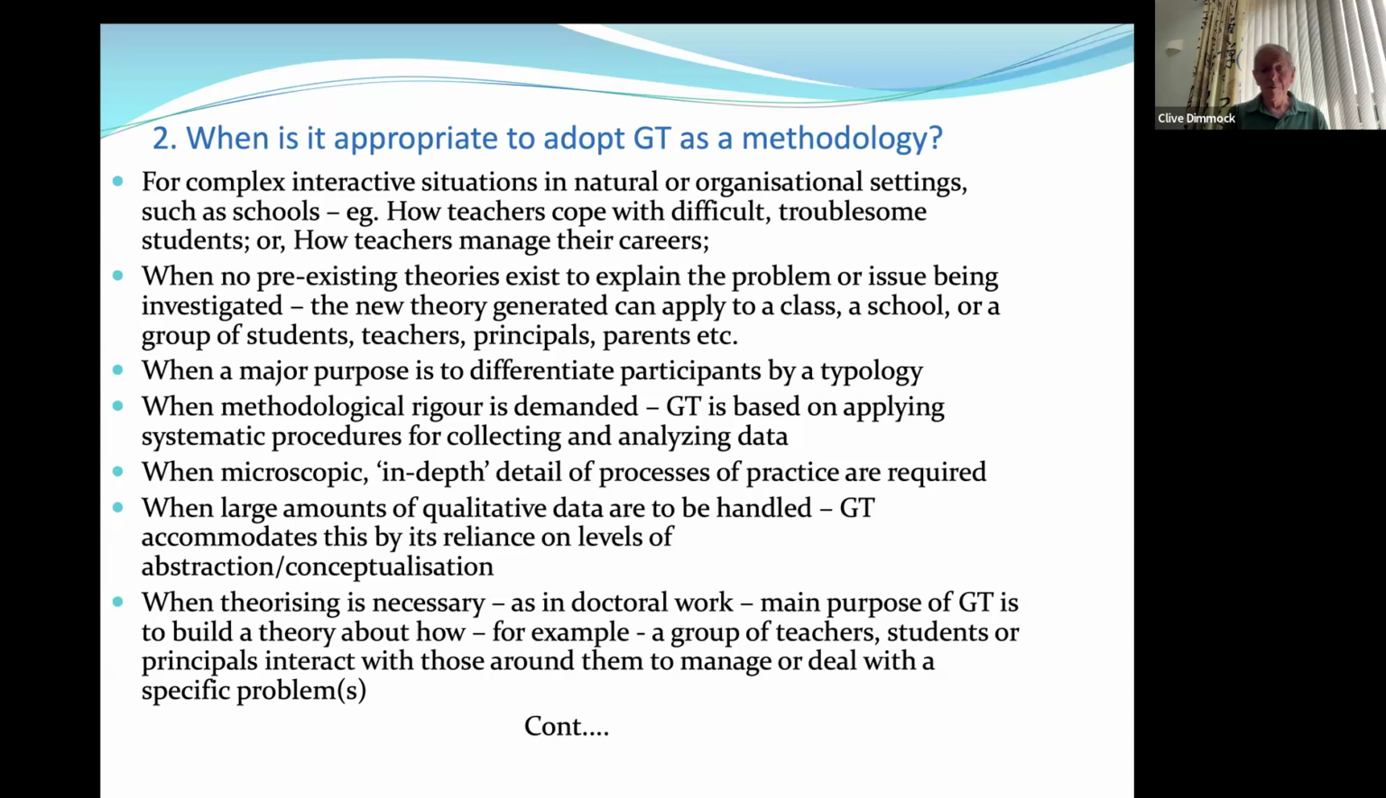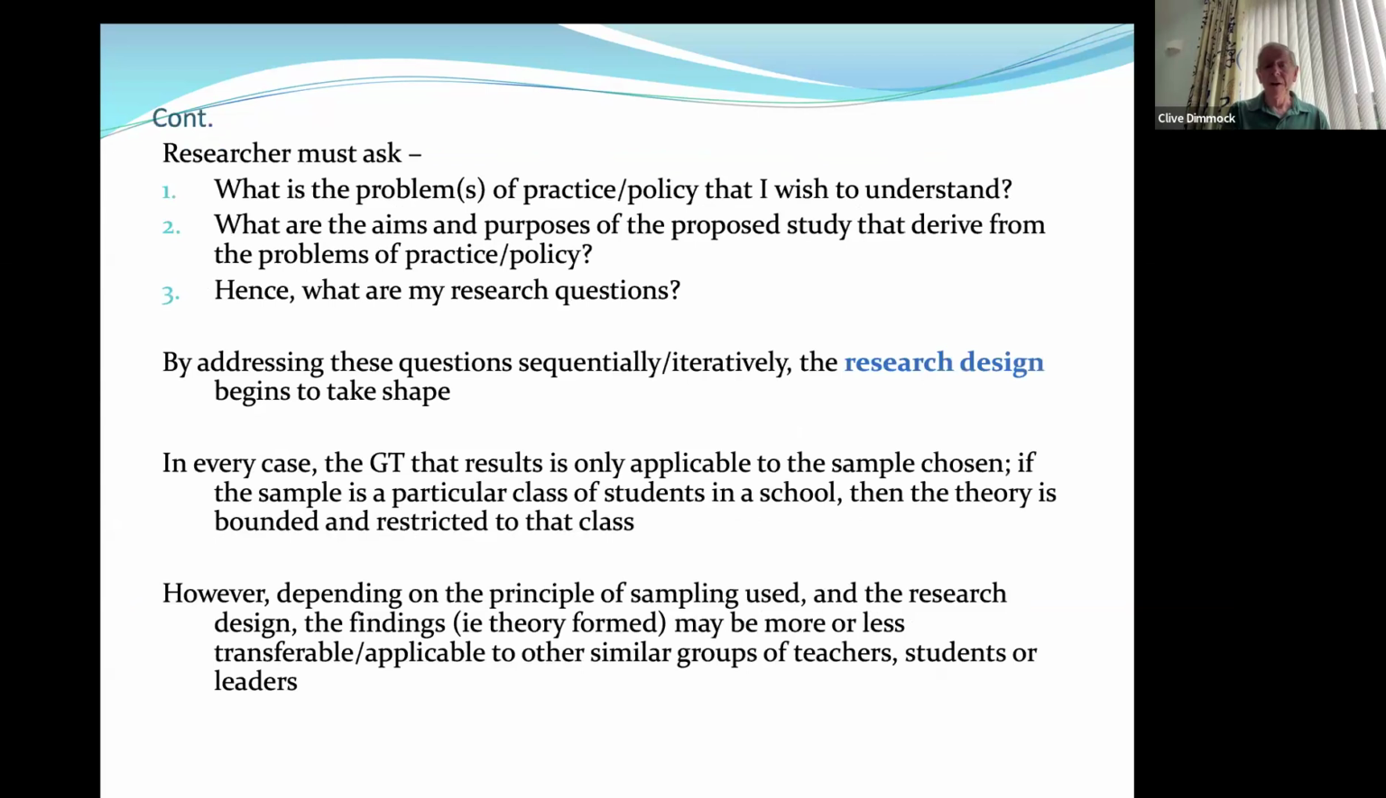And then when theorizing is necessary, the main purpose, as I've said, is to build a theory. So you could build a theory around a group of teachers, a group of students, a group of principals. So it can come down to an organization, a department in a school. You can build a substantive theory on that scale. You can't use GT to study one person. You can't build a theory around one person. You do need a number of people in your sample, because you wouldn't have a typology. If you had just one person, you wouldn't have a typology.